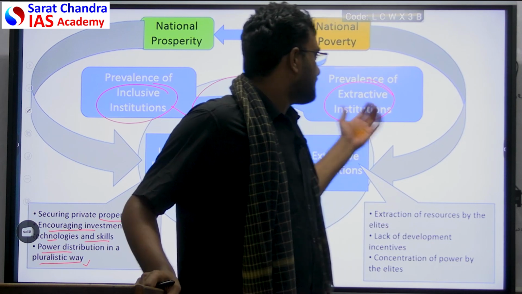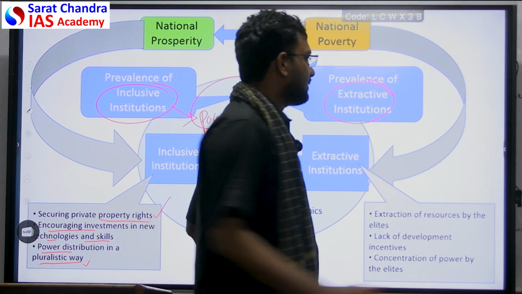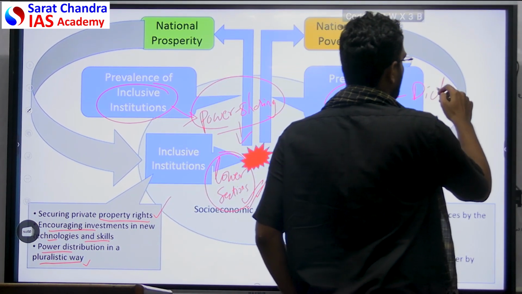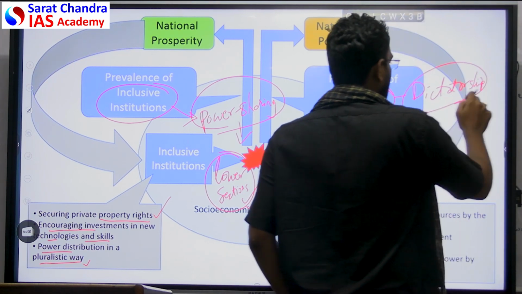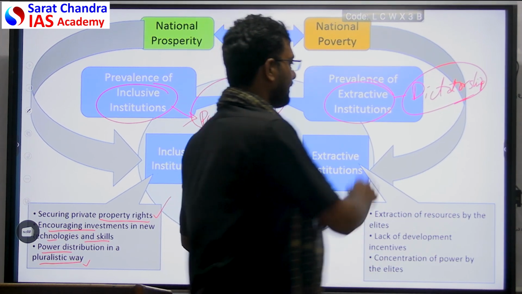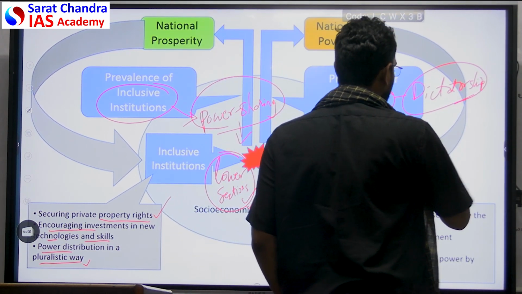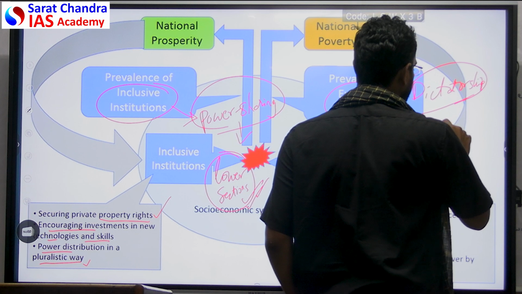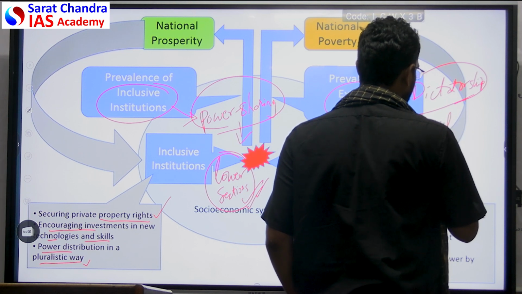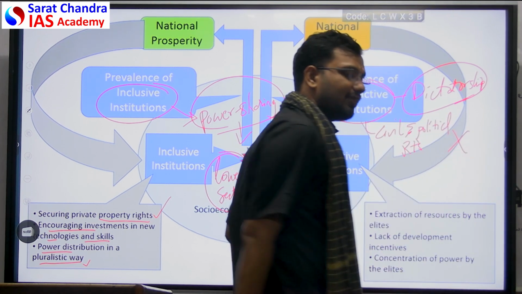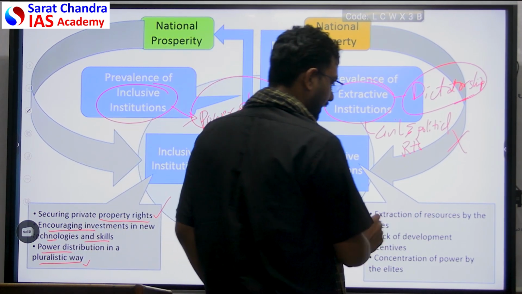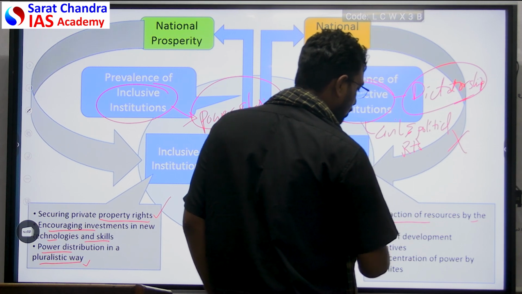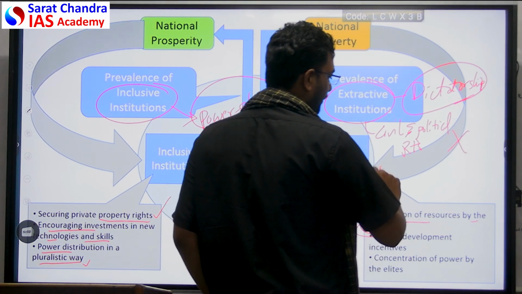Whereas in the other case, which is extractive institutions, for example, dictatorships, the civil and political rights are not respected. So wherever they are not respected, there will not be any rule of law. So there is extraction of resources by elites. So only a few elites. So there is no power sharing.